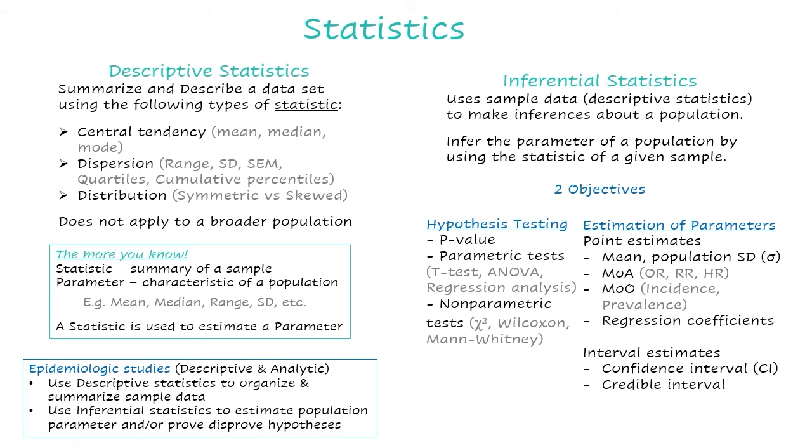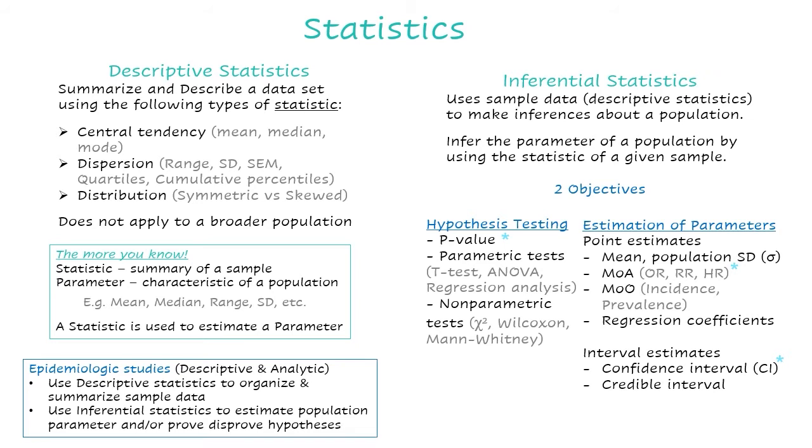Estimation of parameters is an attempt to use sample data to predict or estimate the population parameter. This is done with point estimates, which can be a mean, a measure of association, a measure of occurrence, or a regression coefficient. We can then use point estimates and standard error to construct interval estimates, most notably a confidence interval. In this video, we will be focusing on p-value, confidence interval, and measures of association.